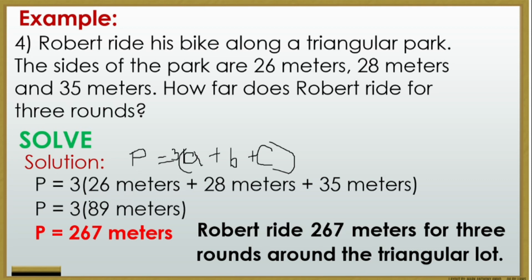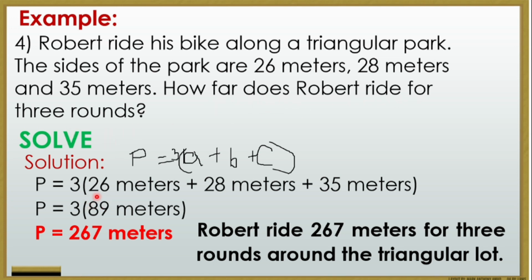So, substituting the values, we have 26 meters for the value of A, 28 meters for the value of B, and 35 meters for the value of C. And then multiply it by 3 because this involves 3 rounds. How far does Robert ride for 3 rounds?